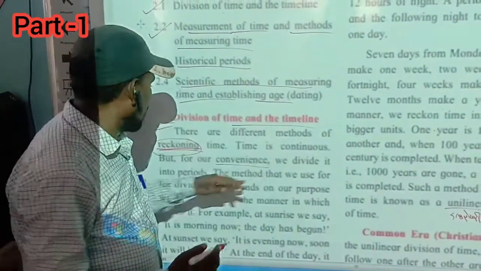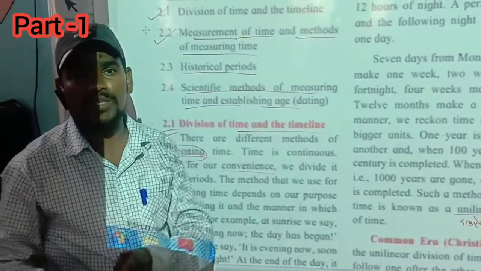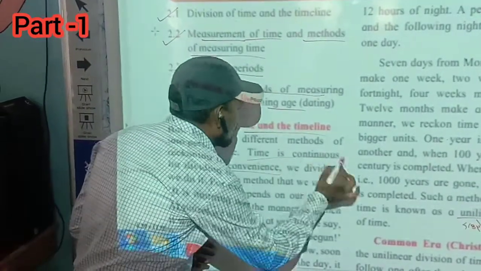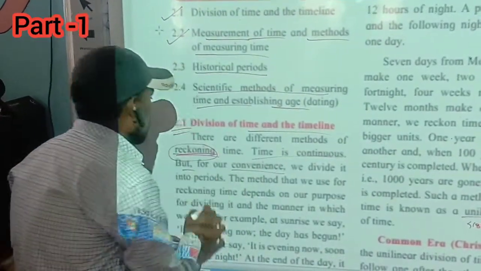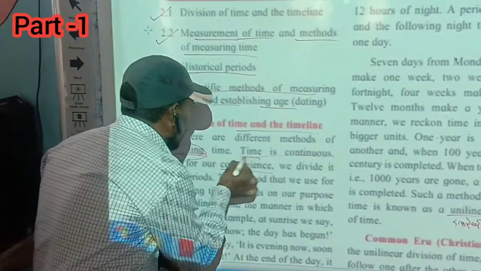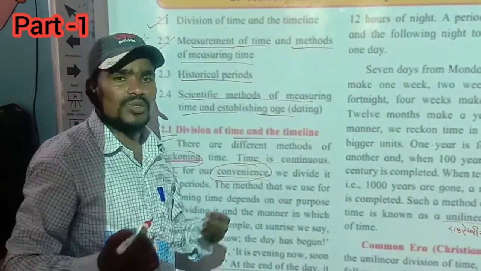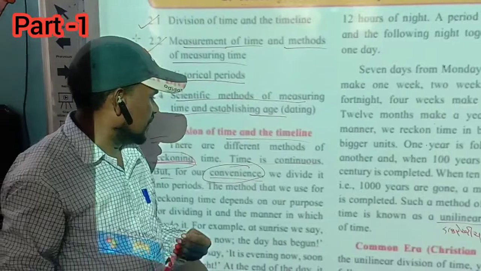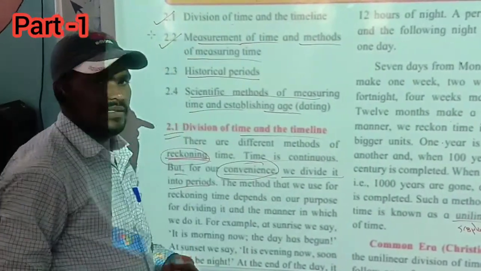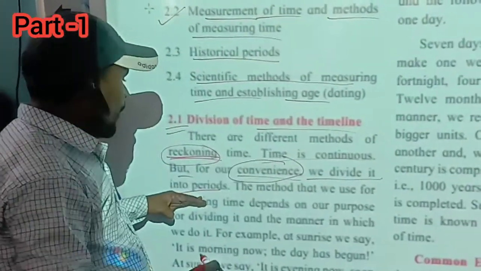Time is a continuous process. Everybody knows. Time cannot stop for anyone. Time is continuous, but for our convenience, convenience means our ease, we divide it into periods. We have divided time into periods.